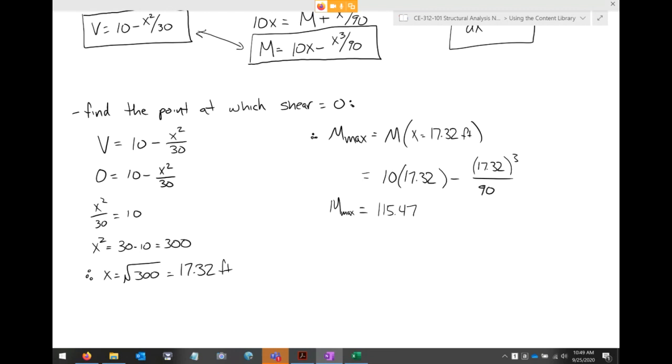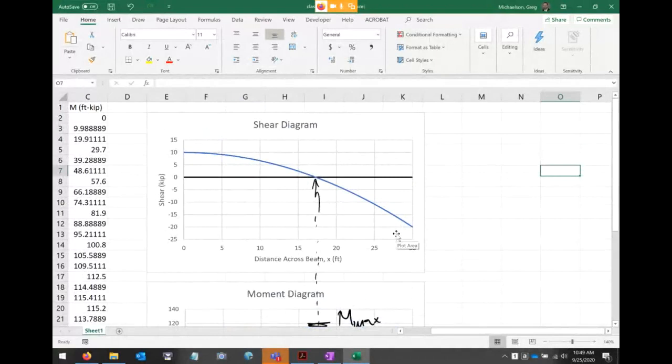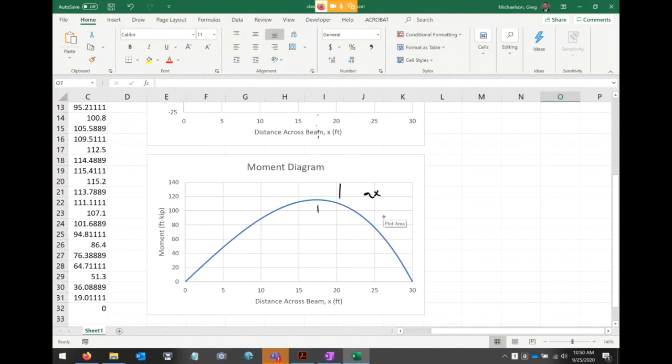So 115.47. Look at your Excel plot. Okay, look at this. So what did we just do? We used not Excel, but math to show that this is x equals 17.32 feet. So we know this dimension here. And then we said, let's plug in x equals 17.32 feet here to get a moment. And what did we just get? We got 115.47.